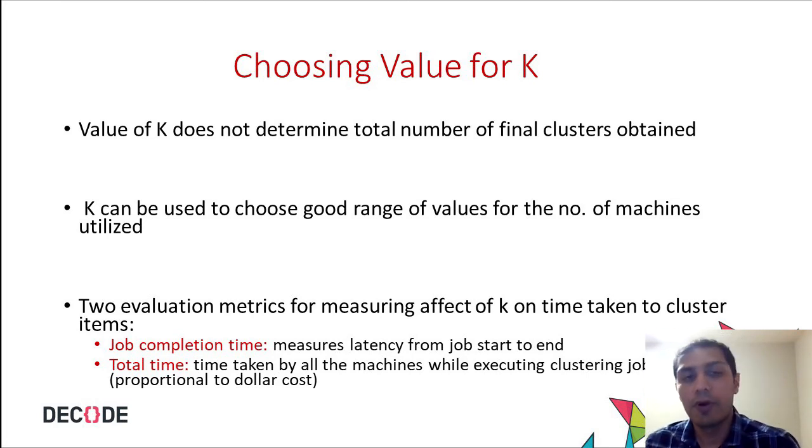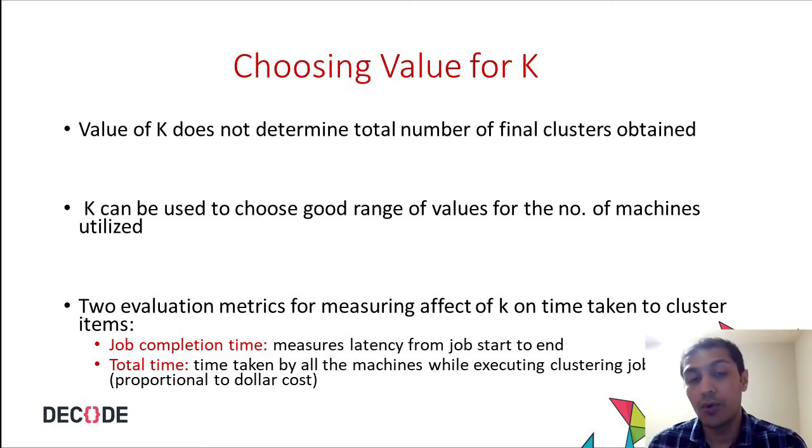In order to make that point, I make use of two evaluation metrics for measuring the effect of K on time taken to cluster items. Number one is job completion time. Job completion time you can think of as the latency associated with the clustering job, from job start to the time where the last cluster has been fully executed. So that's the job completion time.